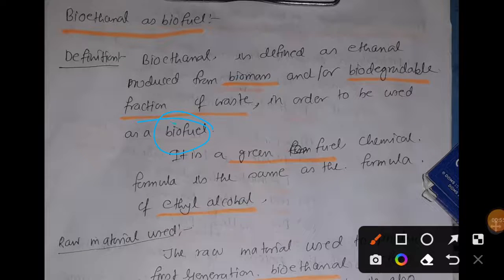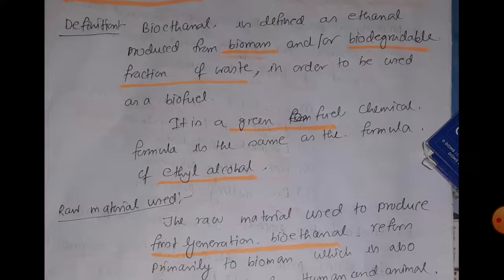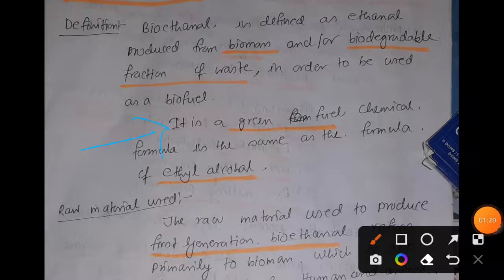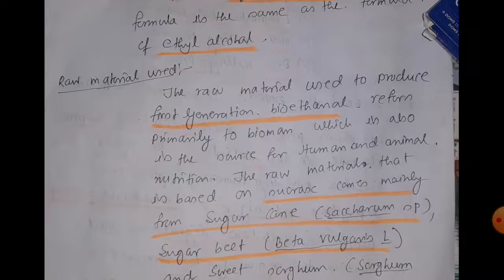We will mix bioethanol with gasoline, and that mixture can be used as an affordable fuel for running engines, right? This mixing is known as ethanol blending, a very important term that you should know. It is a green fuel, and remember, this biofuel has the same formula as normal ethyl alcohol or ethanol. So now, what are the raw materials that we should use for the production of bioethanol?